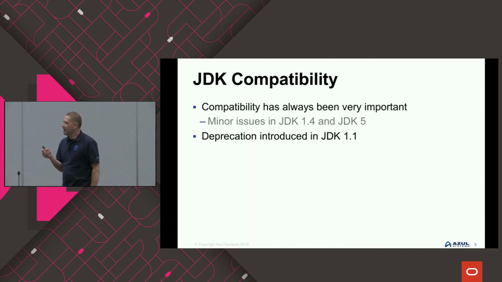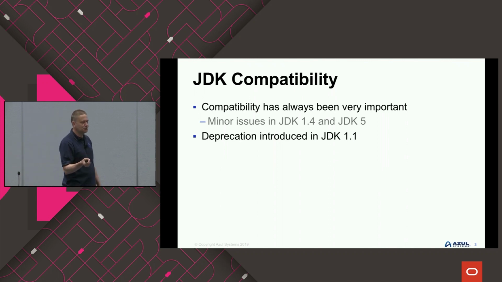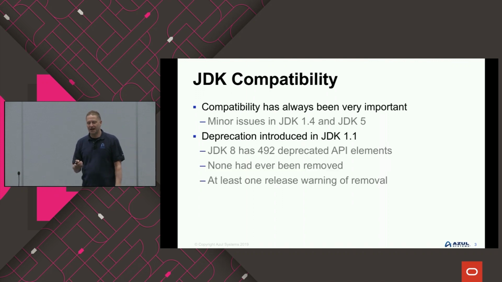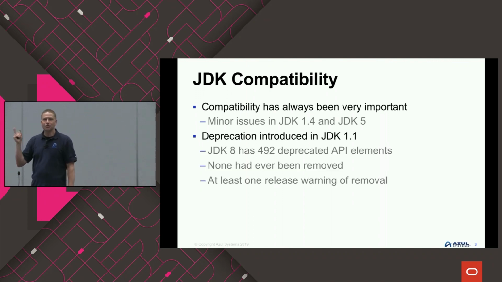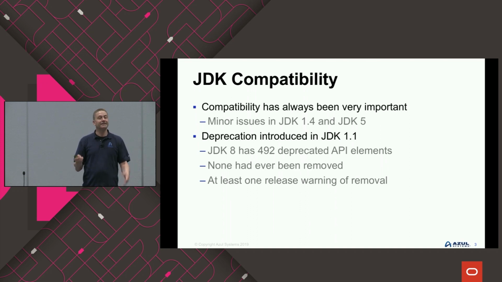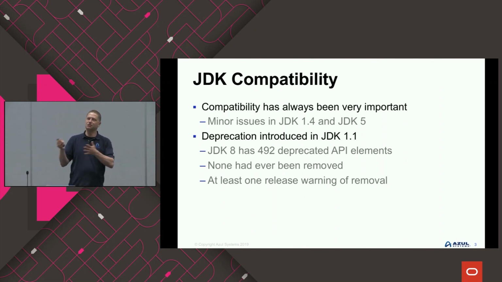But anyway, deprecation has been with us for a long time. Deprecation was introduced way back in JDK 1.1. And as I said, lots of things have been deprecated. I actually went through and counted in JDK 8. There are 492 API elements that have been deprecated in the core class libraries as of JDK 8, and none of them had ever been removed, which sort of begs the question of what's the point of deprecation if you don't actually remove anything. I suppose it gives you a warning about the fact you might want to use something else.